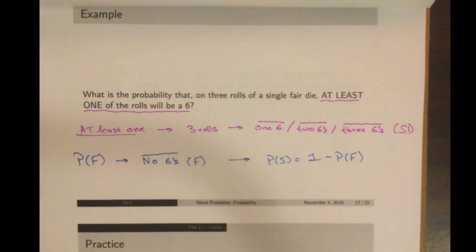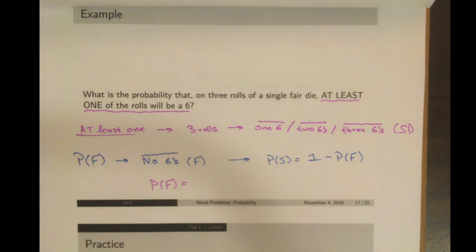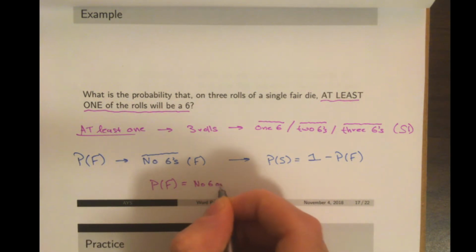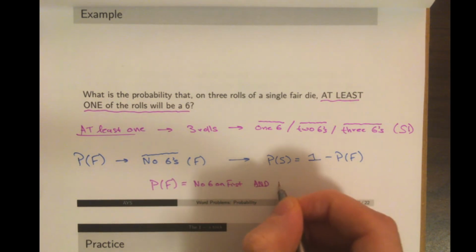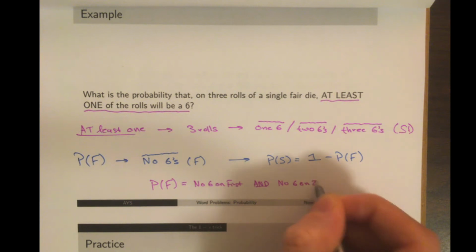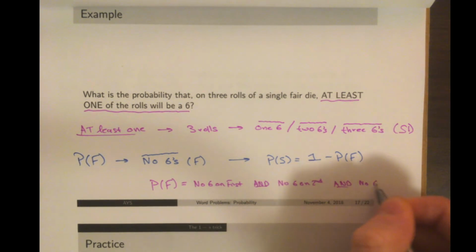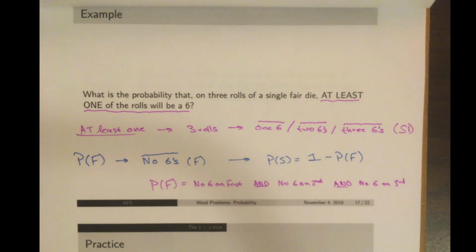So let's first calculate the probability of failure. The probability of failure, you have 3 rolls and you want no 6s. So this is AND. I want the probability of no 6 on the first and no 6 on the second and no 6 on the third. And we said for AND statements, the math is really easy. You always just multiply.